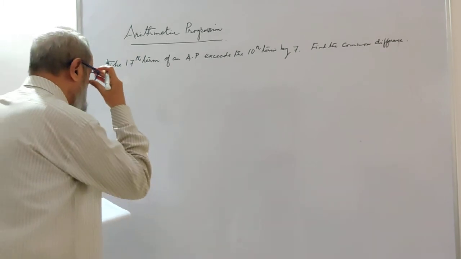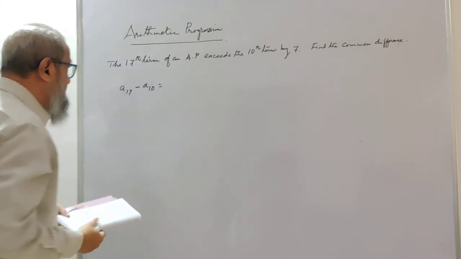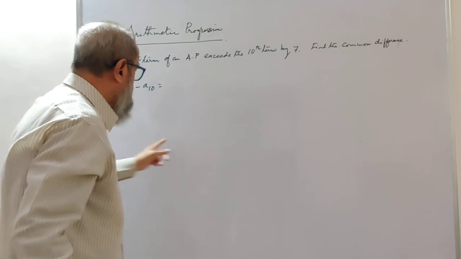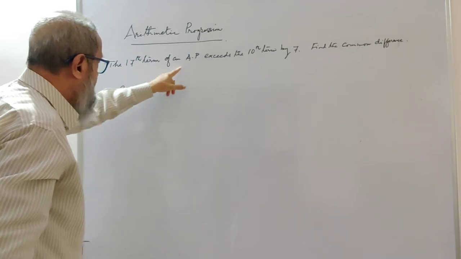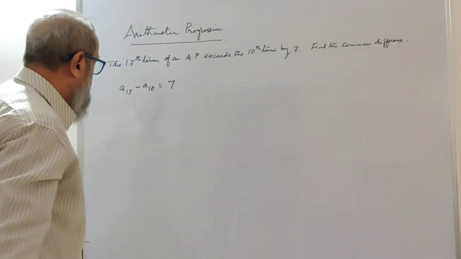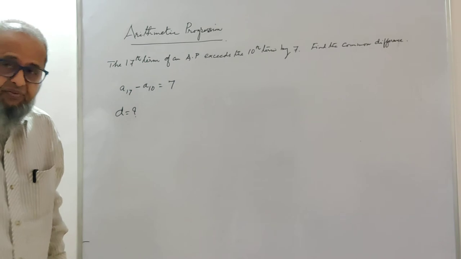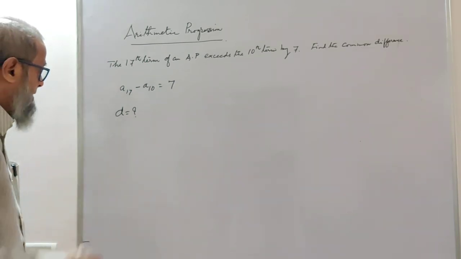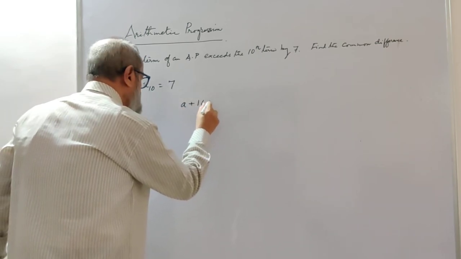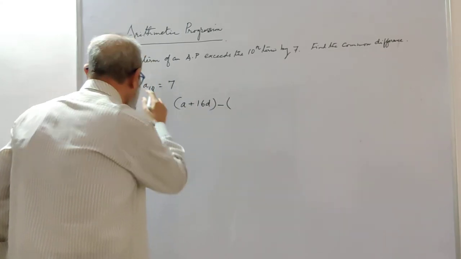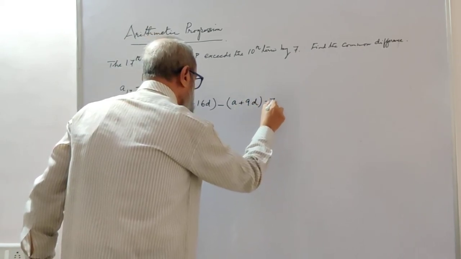What he has given is A17 minus A10. The difference between the 17th term and 10th term is 7. This is the meaning of telling that the 17th term of an AP exceeds the 10th term by 7. Now, from this information, he wants us to find out the value of D, the common difference. Now, what I do is, A17 will be A plus 16D minus A10, which is A plus 9D. This is equal to 7.